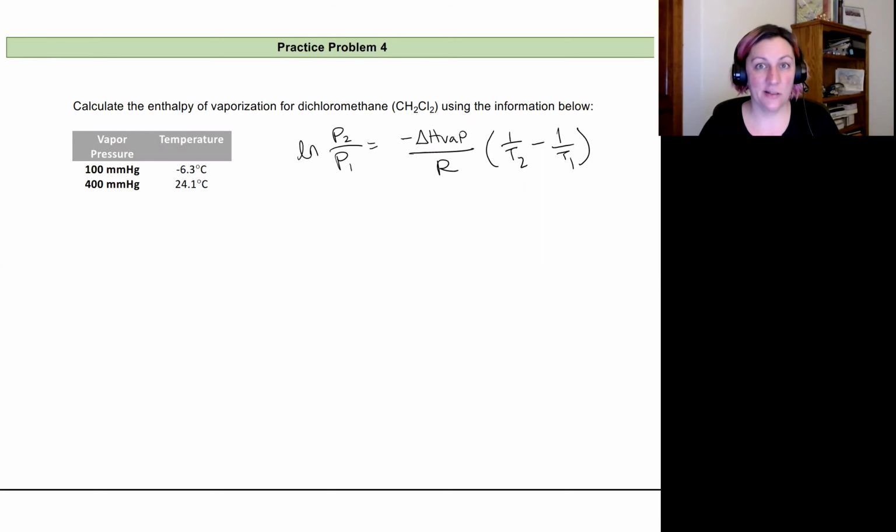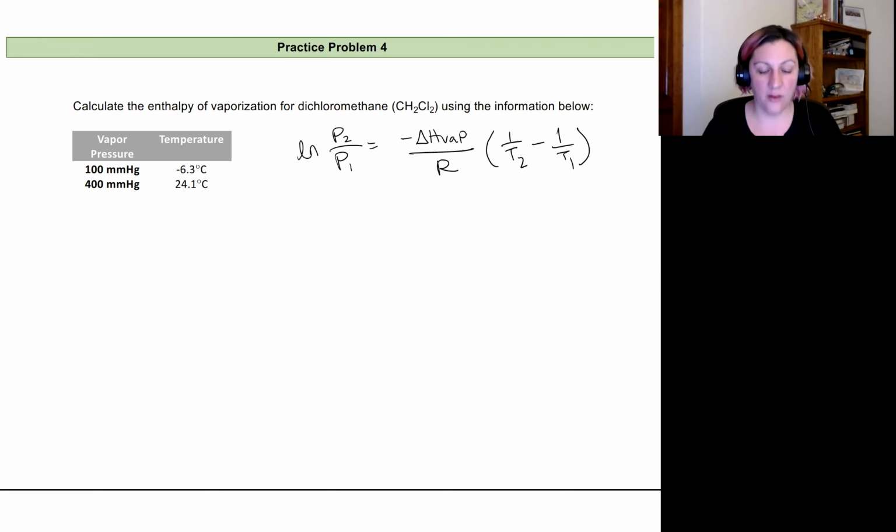Hopefully you've had a chance to try this practice problem. If not, just pause this video and give it a try first and watch the solution after that. So we need to calculate the enthalpy of vaporization for dichloromethane, and we have just a little bit of information.